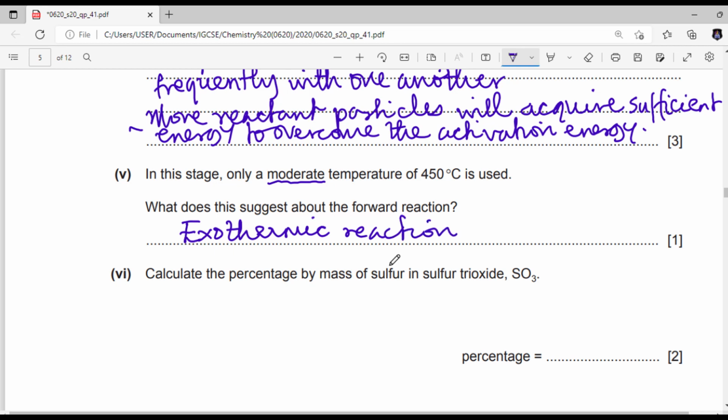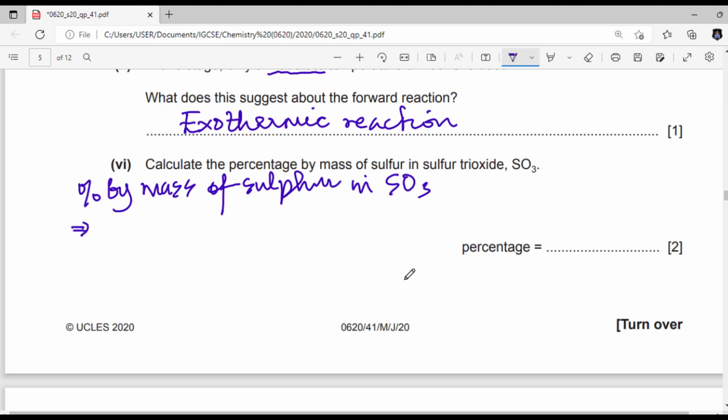Okay, then we are now asked to calculate the percentage by mass of sulfur in sulfur trioxide. Now to calculate percentage by mass of sulfur in sulfur trioxide, right? We're going to use the formula mass of sulfur over molecular mass of sulfur trioxide times 100 over 1. So let's divide this into 2.